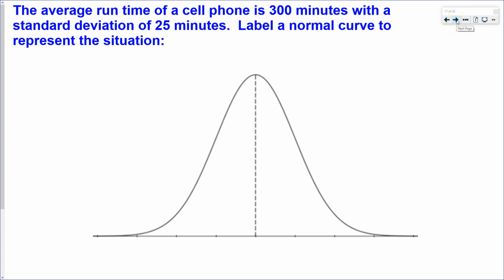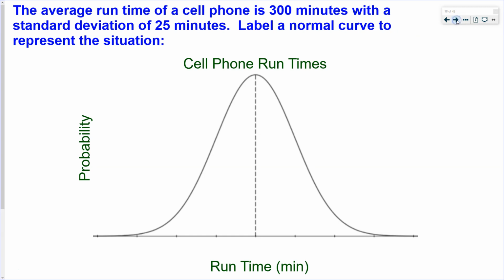Well, it said the average runtime is 300, so we're going to throw that right down there in the middle. And the standard deviation of 25 minutes, that means that each of these tick marks, so I'm going to go find that point of inflection, drop it down to my x-axis right here, and I'm going to count up by 25s from 300, and I'm going to count backwards from 300 by increments of 25 as well. So every increment is going to be 25, my standard deviation. And if I could just continue that across my x-axis, I have that thing labeled and done.